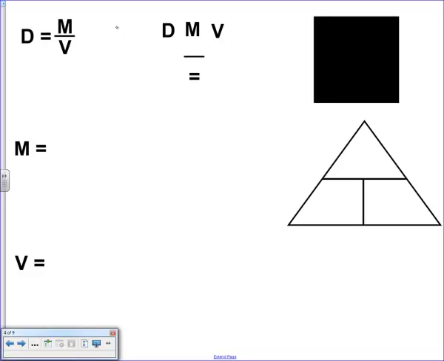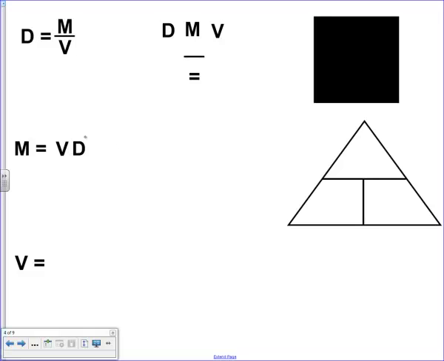So if I look at this and I wanted to solve for mass, what would I do? I'd multiply by volume, and volume cancels here, correct? So I get rid of volume. And what I do to one side, I have to do to the other. So mass is going to equal density times volume, and I'm left over here with density.